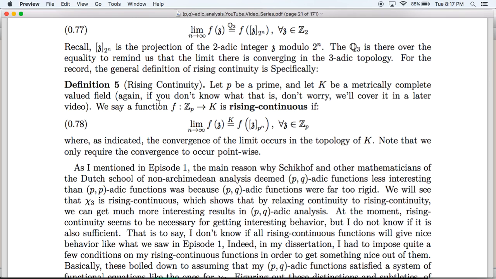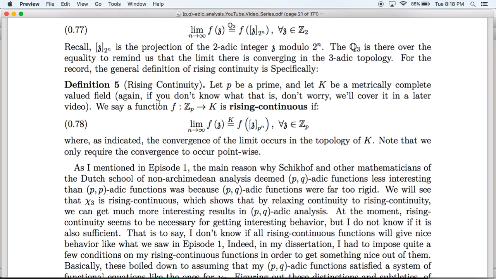If I had to give a bird's-eye view takeaway of my research, it's that rising continuous functions seem to be the more natural candidates to study in p,q-adic analysis, because we can get much more diverse results with them as opposed to continuous p,q-adic functions. At the moment, there's an asterisk here. While rising continuity seems necessary for getting interesting behavior, I do not know if it is also sufficient.